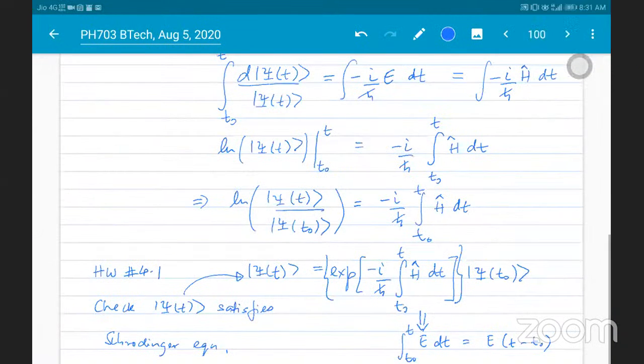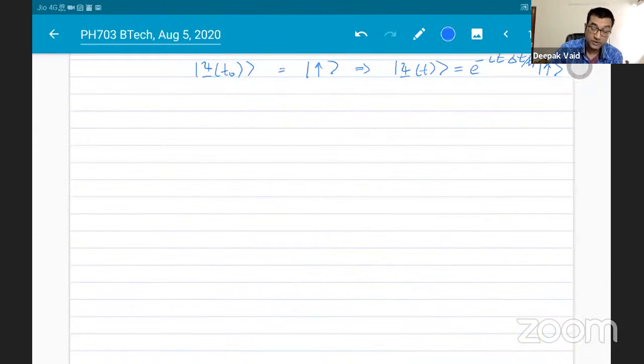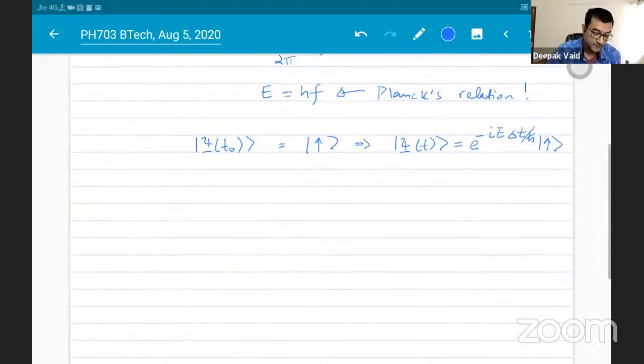Okay, so yeah, because you have to show that this basically is a solution of Schrodinger's equation. So these are your first two problems.